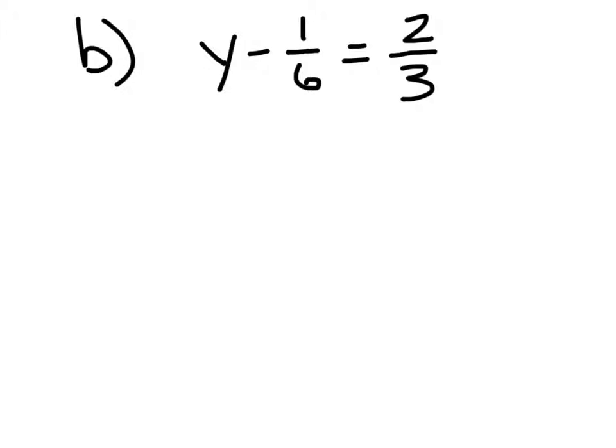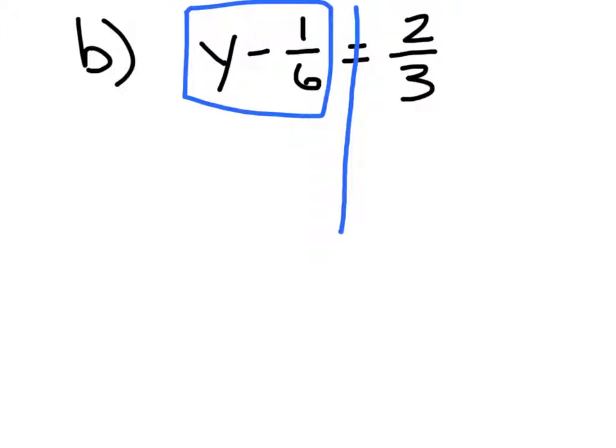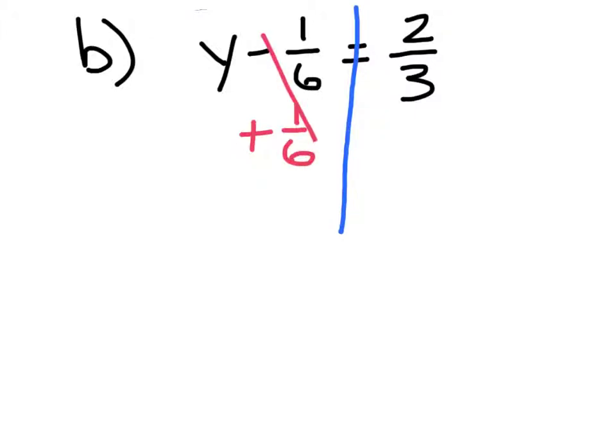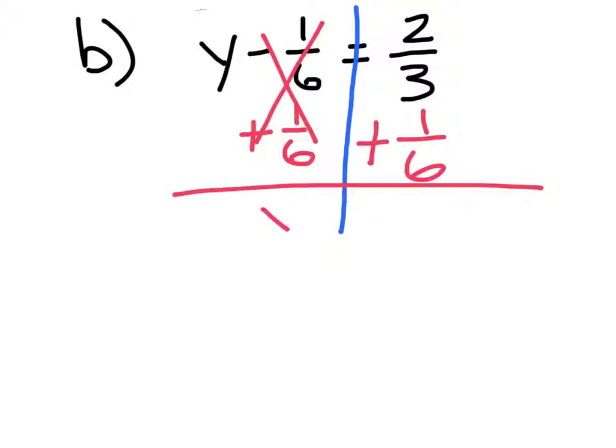Alright, on the next one, once again, we want to solve this, so I want to get y alone on its own side. So notice with y, we have y minus 1/6. We want to get rid of that minus 1/6, so we're going to do the opposite. So we're going to add 1/6. That's gone. Over here I'm going to add 1/6. Alright, now I'm left with y equals.